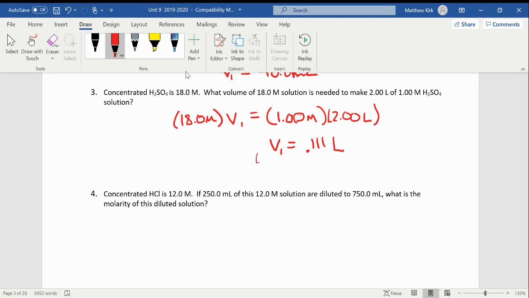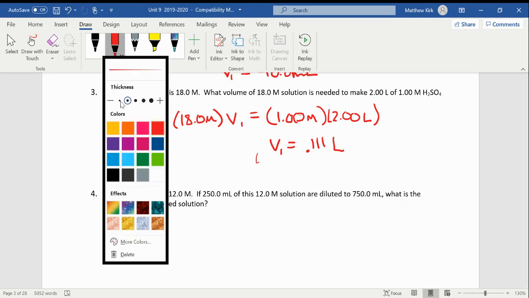So again, something like this, I would measure out my 0.111, or right at 111 milliliters of my concentrated sulfuric acid, and then I would add enough water to get to that final volume of 2 liters. So I'd wind up with 2 liters of that 1 molar sulfuric acid.